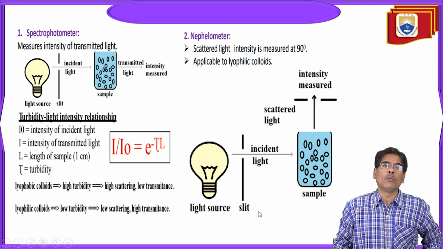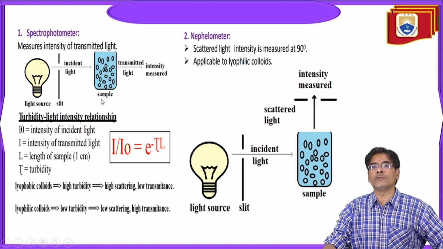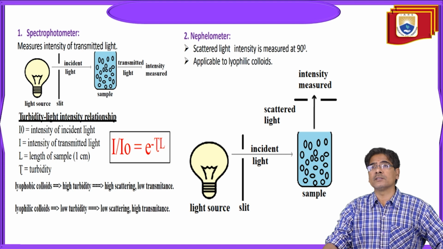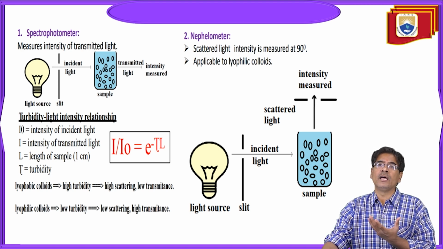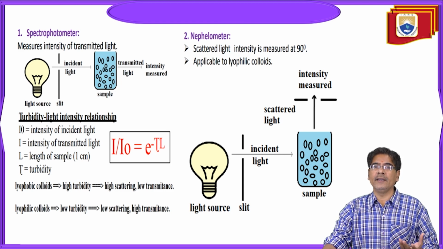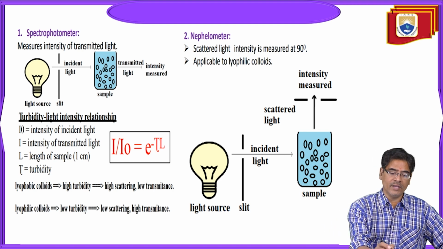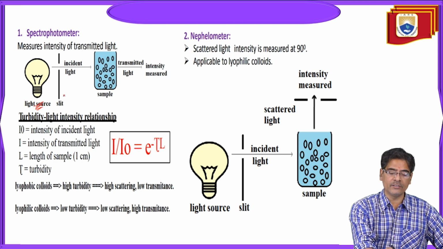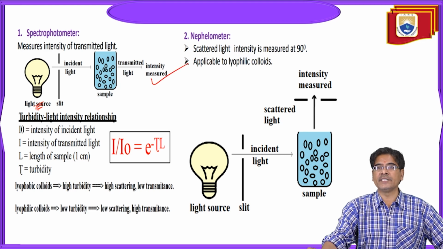So what is the spectrophotometer? The spectrophotometer measures the intensity of transmitted light, whereas in the nephelometer, scattering light intensity is measured at 90 degrees, and it is applicable for lyophilic colloids. In the spectrophotometer, we have a light source which is allowed to fall on a slit. The light is incident on the sample, and this is the transmitted light, so the intensity is measured here.